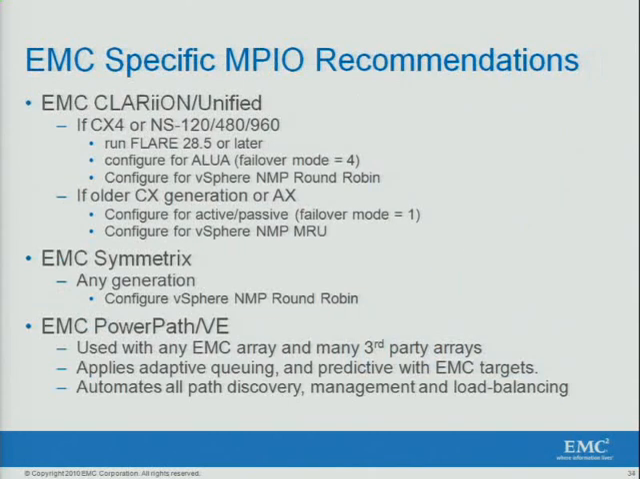What are our specific MPIO recommendations? If you're using Flare 28.5 or later, use ALUA and configure for failover mode 4, and then configure vSphere for NMP round robin. If you're an older generation CX3 or AX customer, use active-passive, which we call failover mode 1, and configure the NMP for MRU, which will be the default. If it's a SIM, and any generation of active-active models, you should use NMP round robin. And if you're using PowerPath VE, which supports EMC and non-EMC arrays, all this is figured out for you.